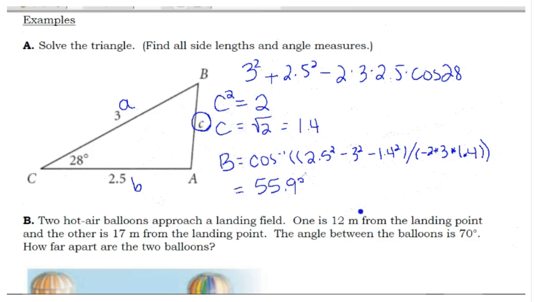So then to find the measure of angle A, I could do the formula all over again, or I could think back to geometry and remember that the 3 angles of a triangle always add up to 180 degrees. So I already have 28 and 55.9. I need 96.1 degrees to finish off 180.